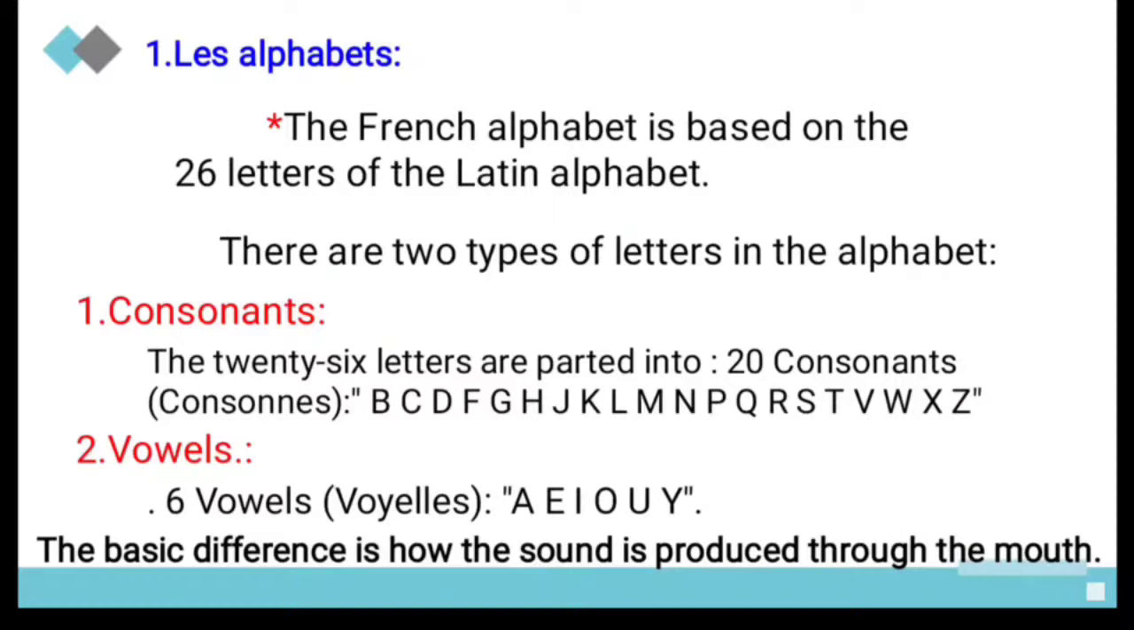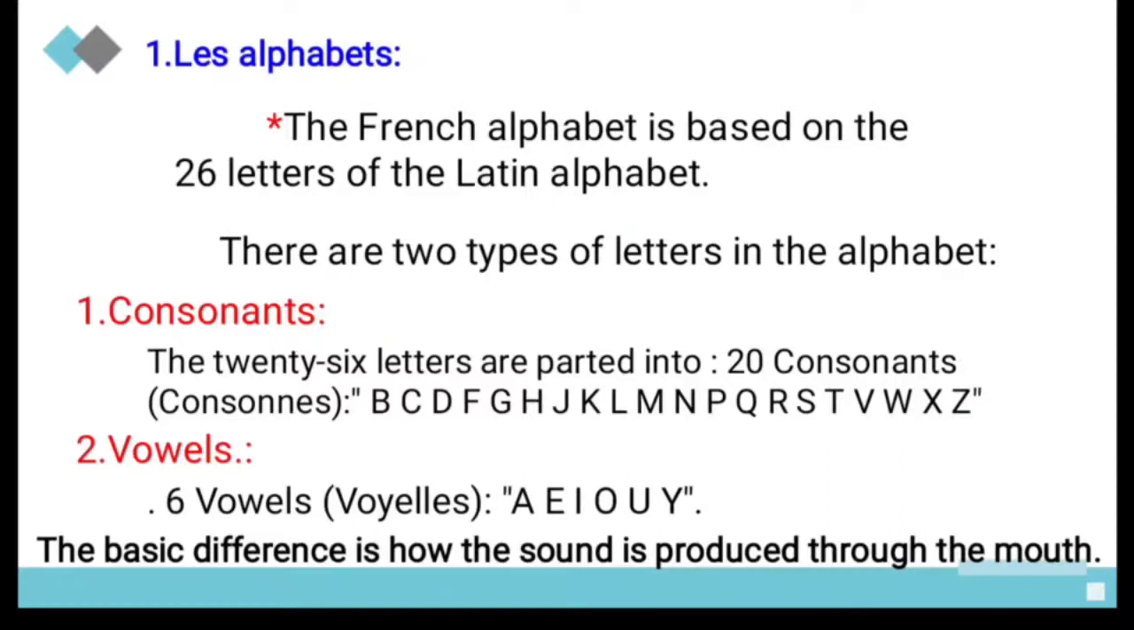What are the 20 consonants? B, C, D, F, G, H, J, K, L, M, N, P, Q, R, S, T, V, W, X, Z. So these are the 20 consonants in French. And vowels, what are the vowels? 6 vowels are there, that is A, E, I, O, U and Y. These are the 6 vowels in French. And what is the basic difference? I told you, the basic difference is sound, it's produced through the mouth. So this is all about the French alphabet.